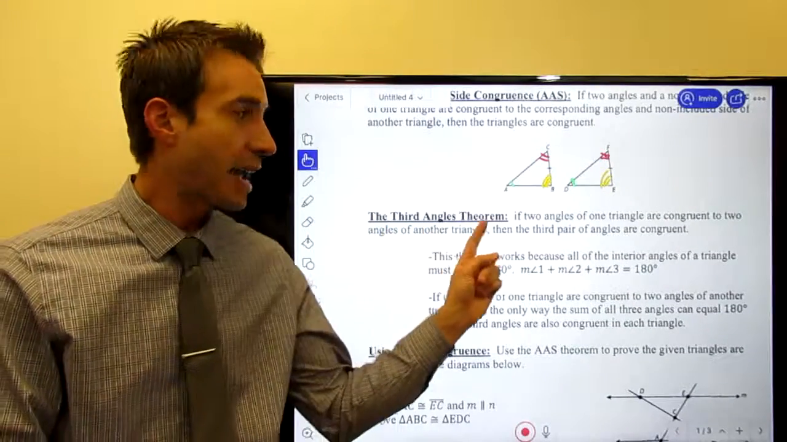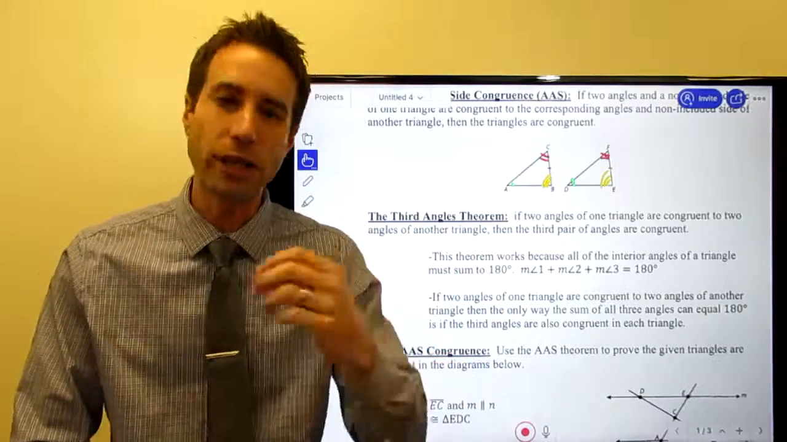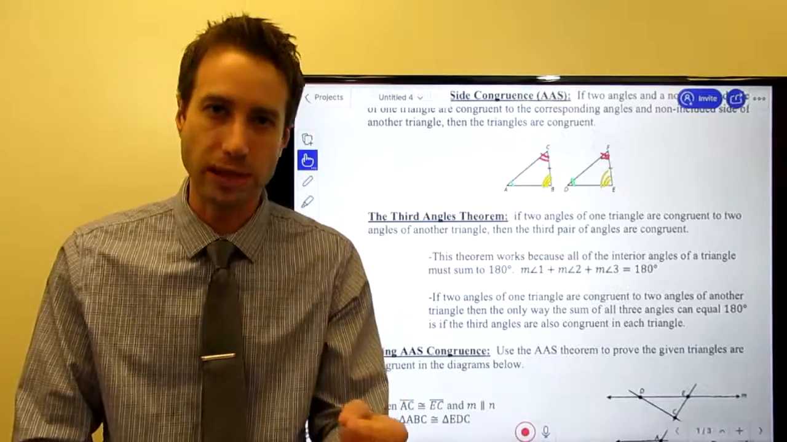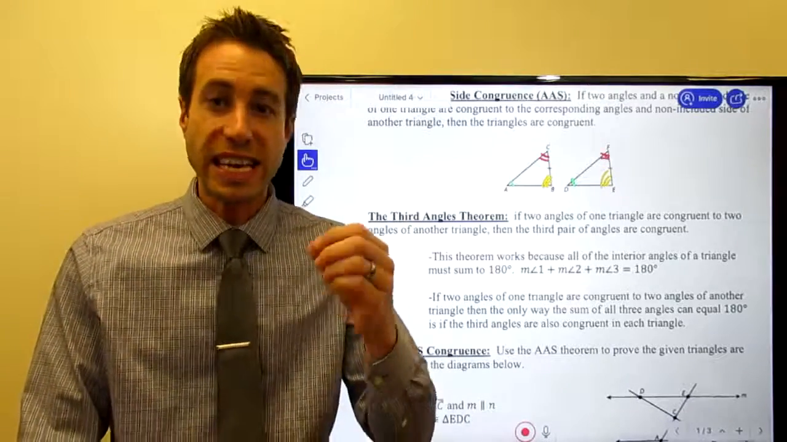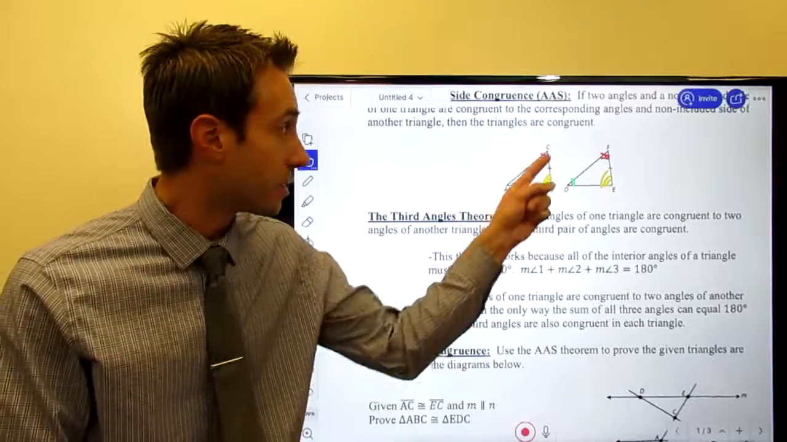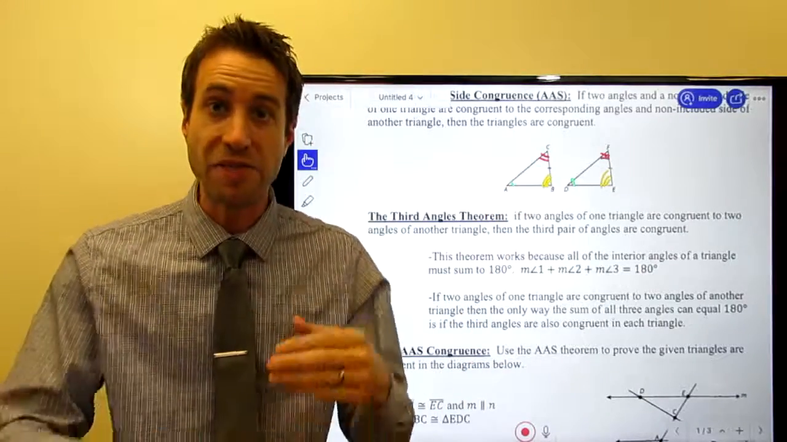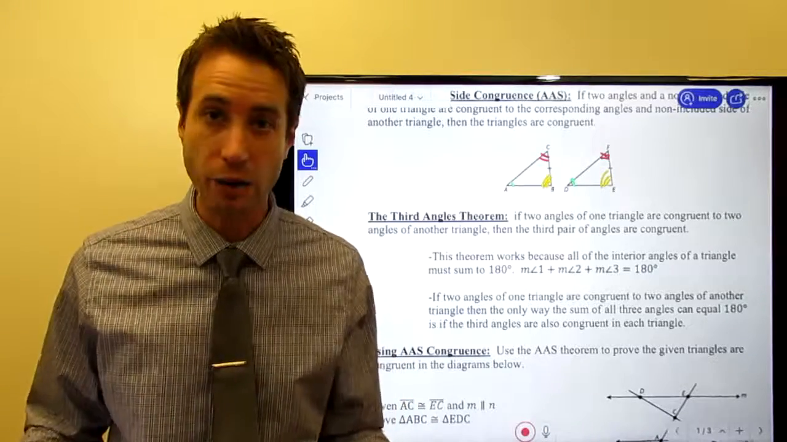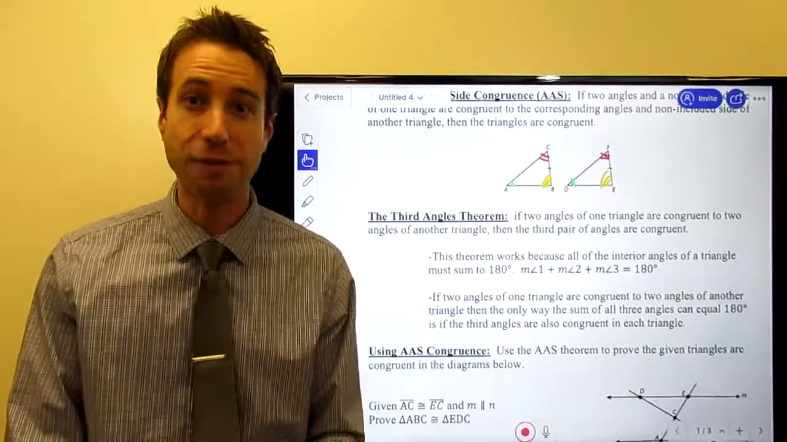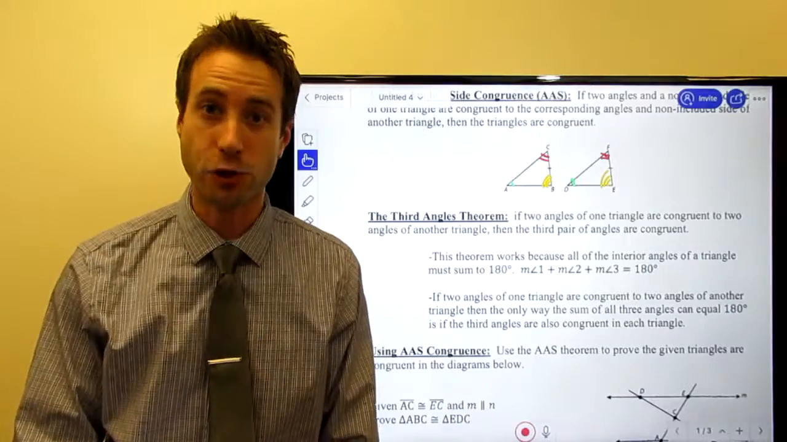The third angle theorem of triangles. We've already talked about this idea, and here's all it simply says. The interior angles, the three angles inside of a triangle, must sum to 180 degrees. They have to. That's a property of triangles.